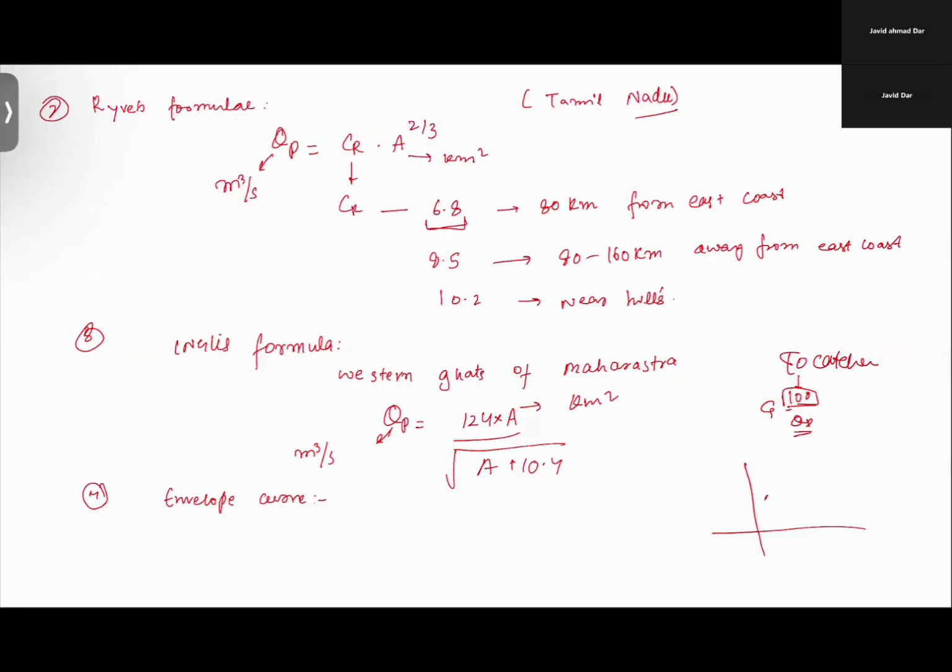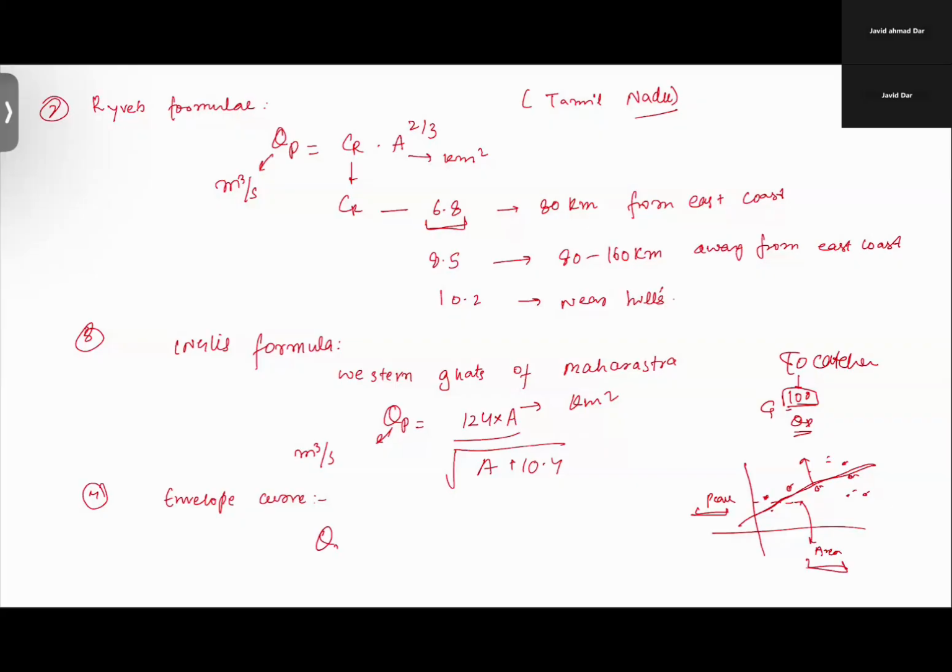So let's say this is your plot. This is going to be the area on the x-axis, and the y-axis is going to be the peak discharge. Each point corresponds to each catchment. Then you fit a line to this, and the fitted line will give an equation through which you can compute the peak discharge for a given area.